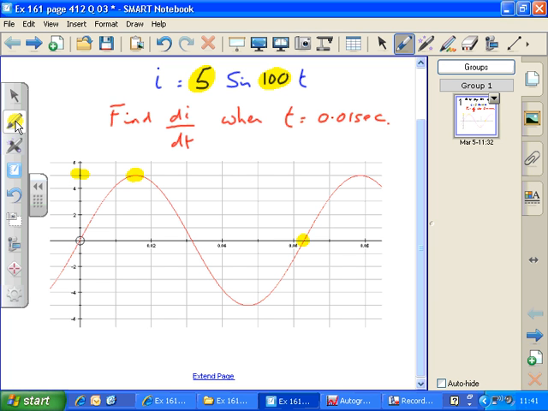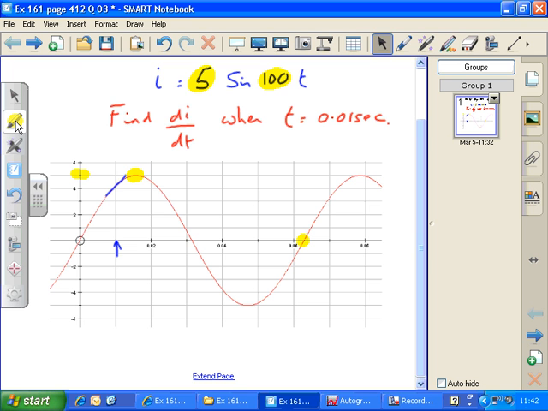So just for now, though, we're after finding the rate of change of the current with time when the time equals 0.01 seconds. And 0.01 seconds is around about here. And if we look up and drew the gradient, we would see that we're finding the rate of change, which is a positive rate of change at that point. And we can use calculus to find it, differentiate in other words.